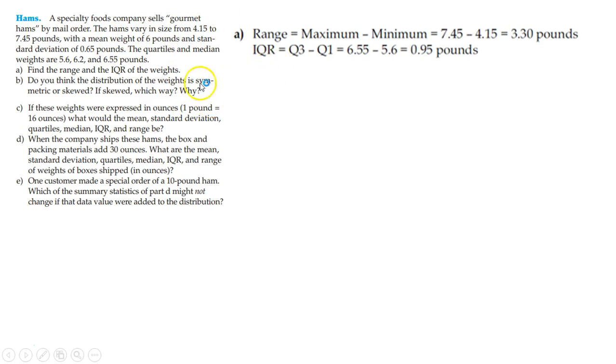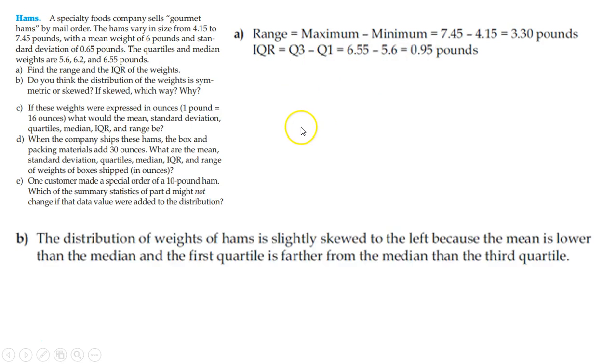The interquartile range, okay, this went in order: Q1, Q2, Q3, with the median being right in the middle. So basically you subtract those to find the interquartile range and you are done. Part B, do you think it's skewed or not? Well, the distribution of hams is slightly skewed to the left because the mean is lower than the median.